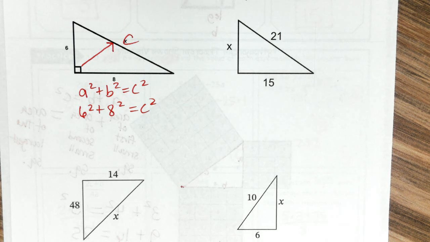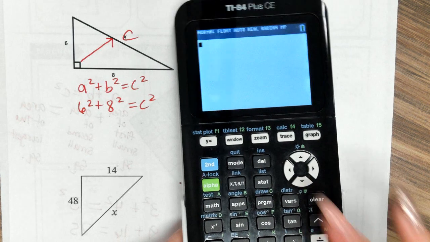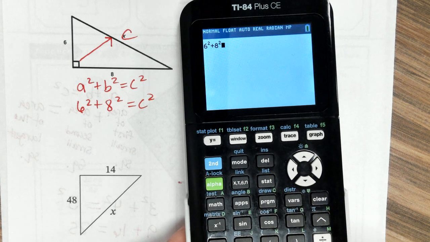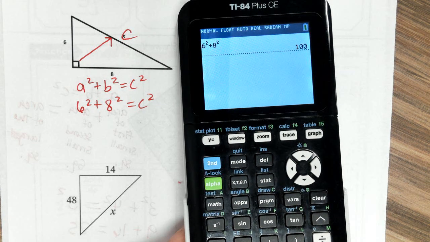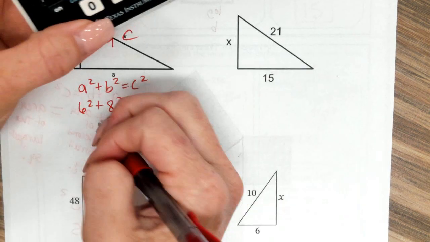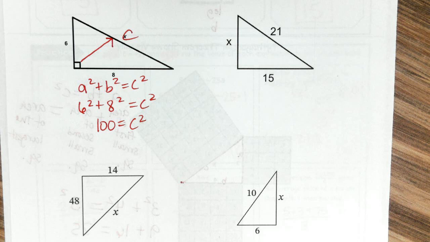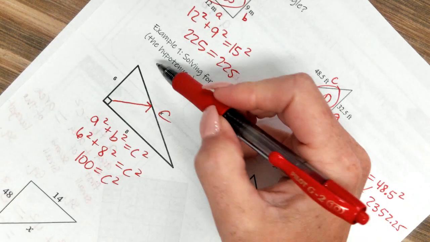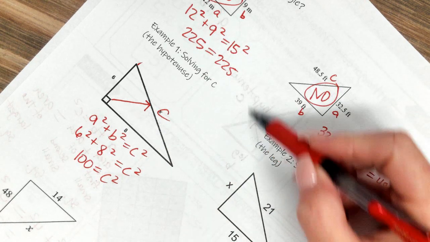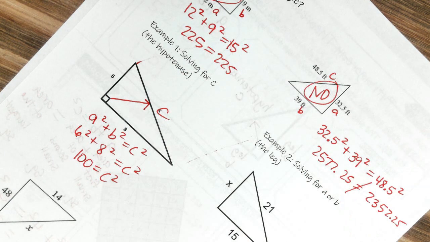Does this make sense? So I go to my calculator and I put in 6 squared plus 8 squared, which is 100. Yes or no? Everybody good? Equals C squared. Now, is that C or is that C squared? So basically what we just solved for is the area of this imaginary square that's attached to C.